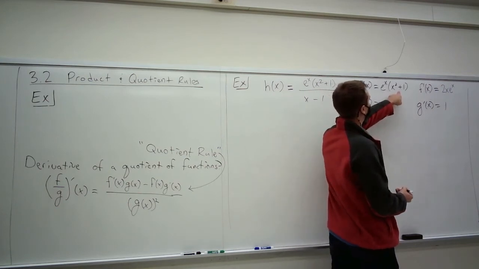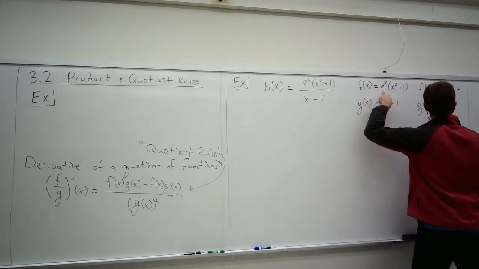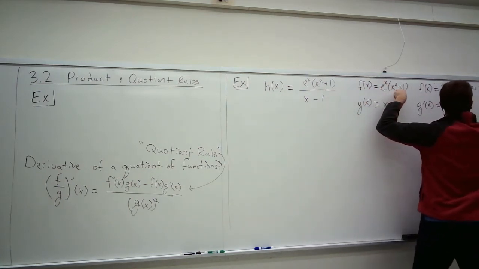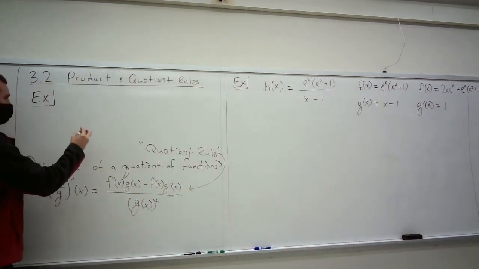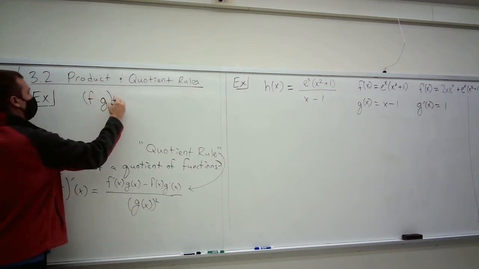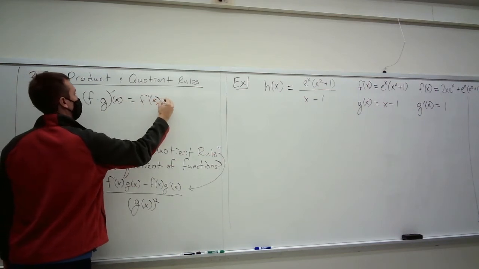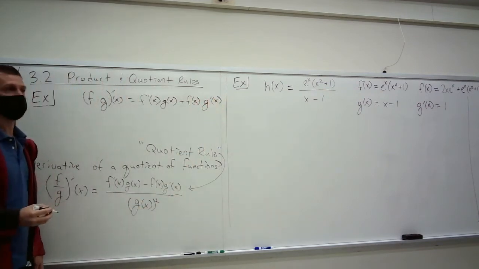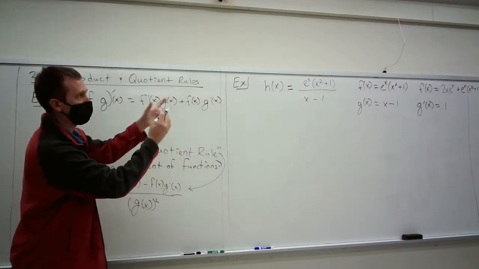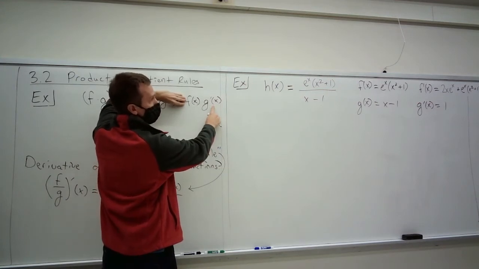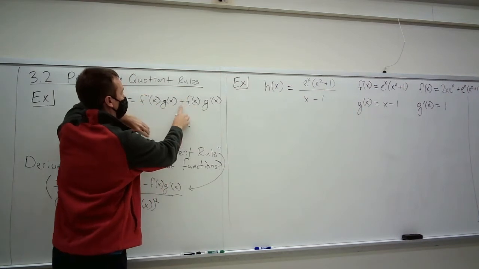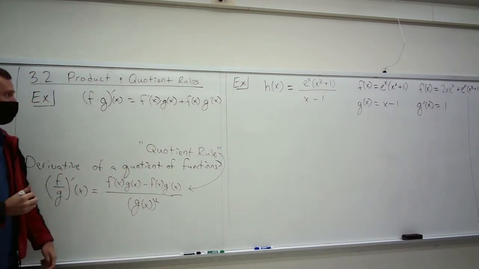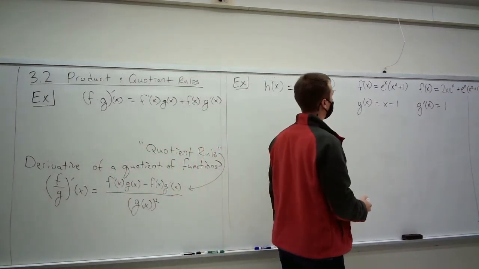Derivative of this times this plus the derivative of this times this. Product rule, I erased it: f times g is the derivative of the first times the second plus first times the derivative of the second. e to the x, sorry, I swapped the ordering. Derivative of x squared plus 1 is 2x times e to the x plus the derivative of e to the x, which is e to the x, times x squared plus 1. Yes. Things just get messier and messier the more of these things we embed into each other.